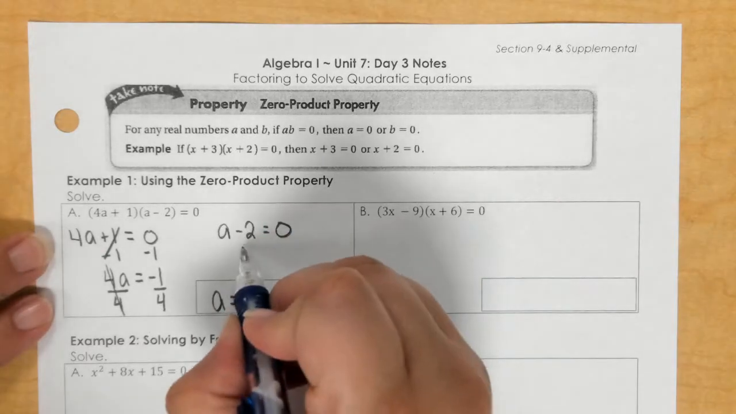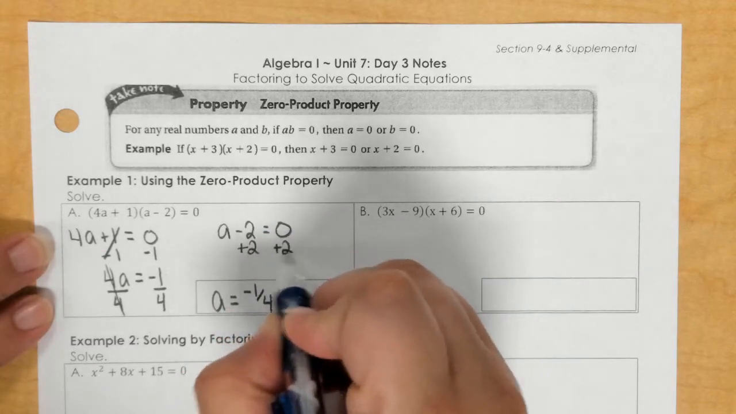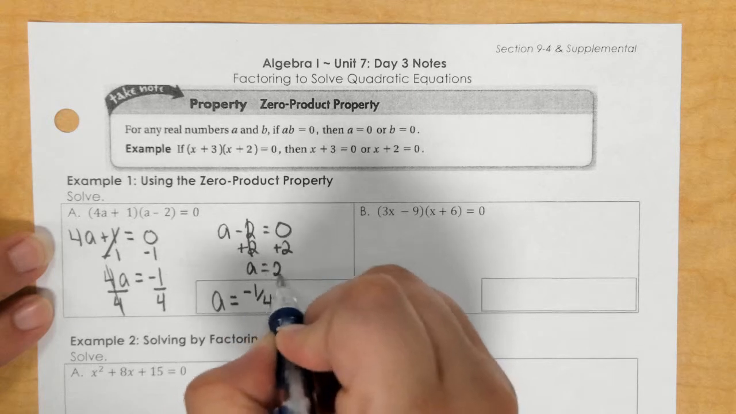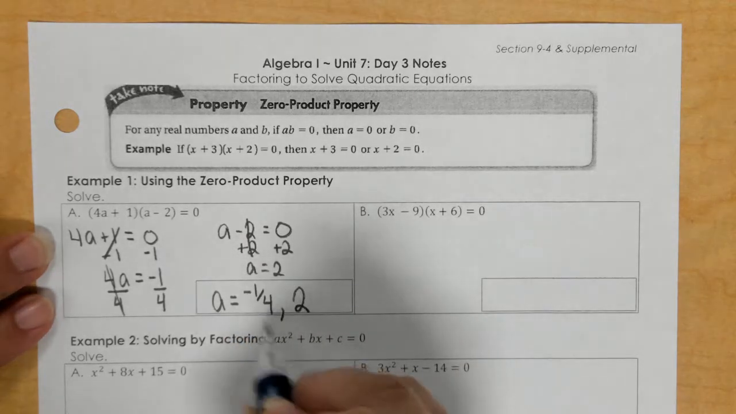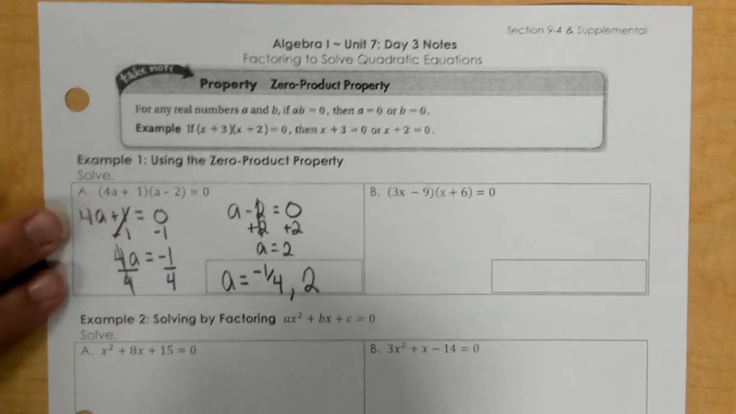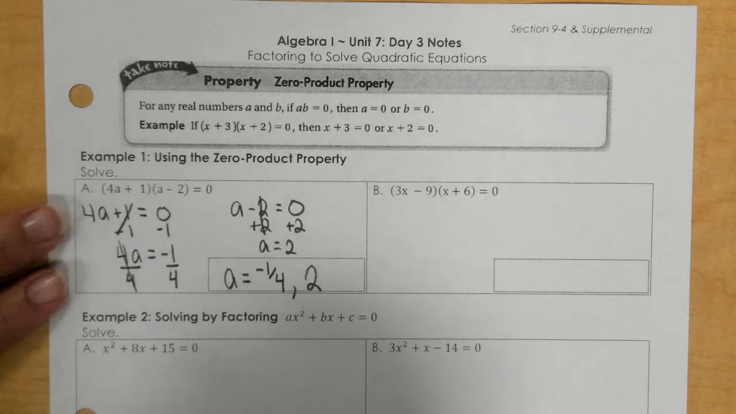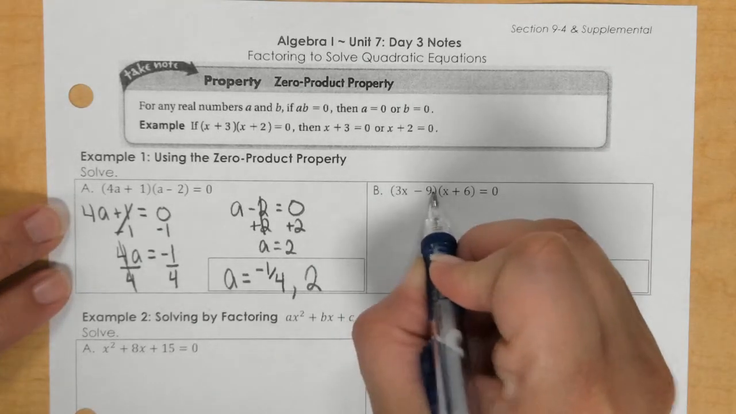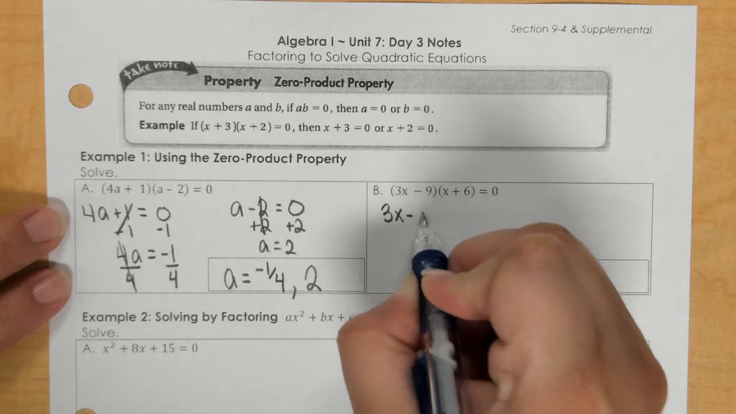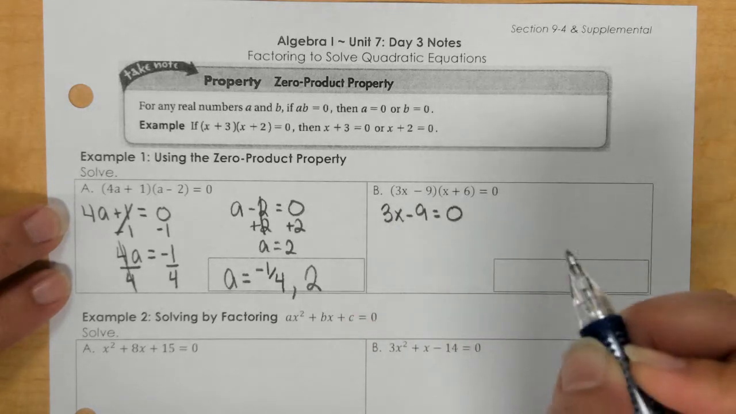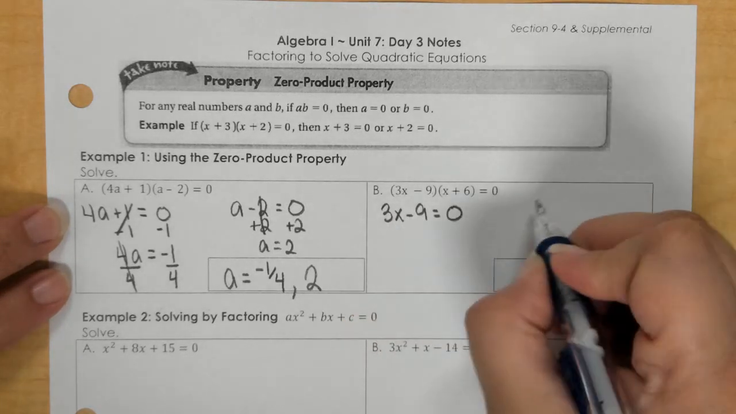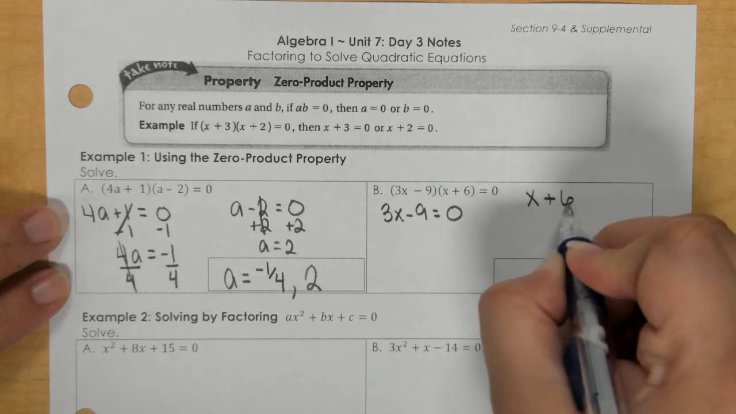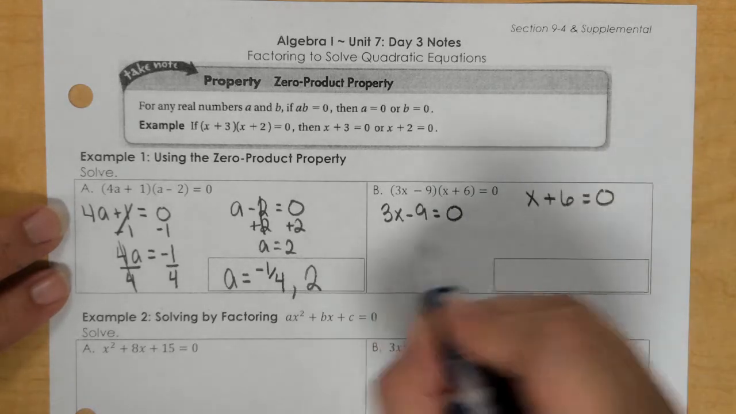Then here, if I add 2, 0 plus 2 is 2. So those are my 2 solutions to the problem. So for part B, I set this part equal to 0, 3x minus 9. And then I set the second part equal to 0. And I solve each one.